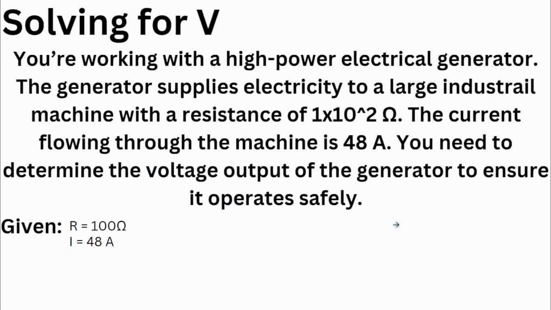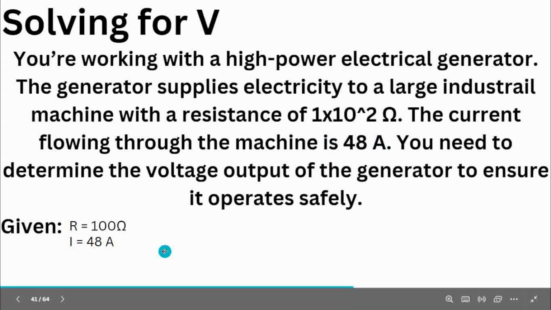So, what's our given? We have 1 times 10 to the power of 2 ohms. That's just 1 followed by 2 zeros, so 1 followed by 2 zeros is 100. So we've got 100 ohms. And we're also told that the current in the machine is 48 amperes. So what is the voltage needed for all of those things to happen?